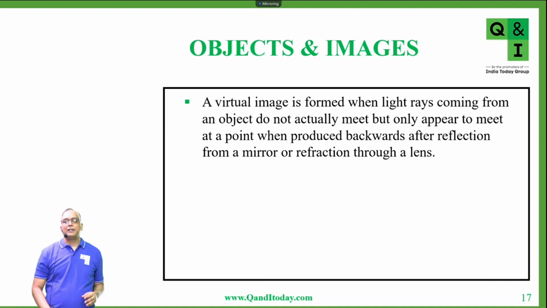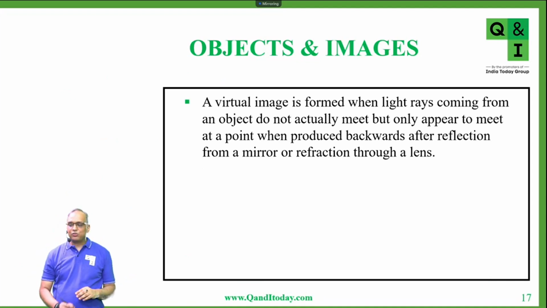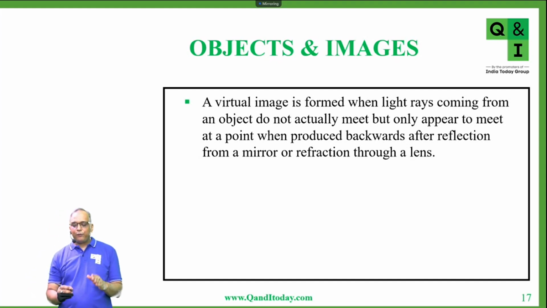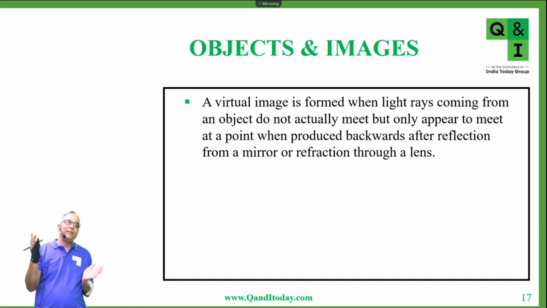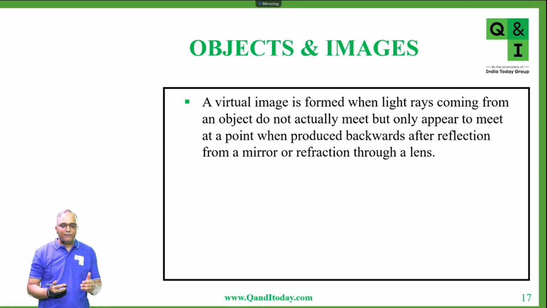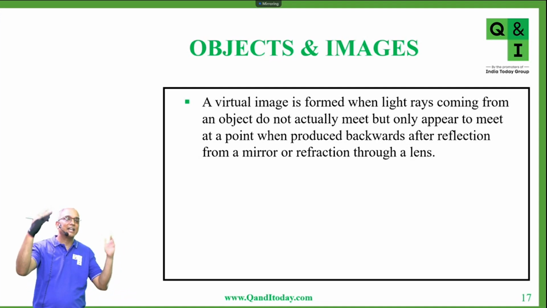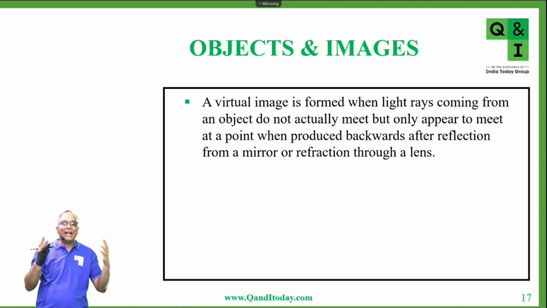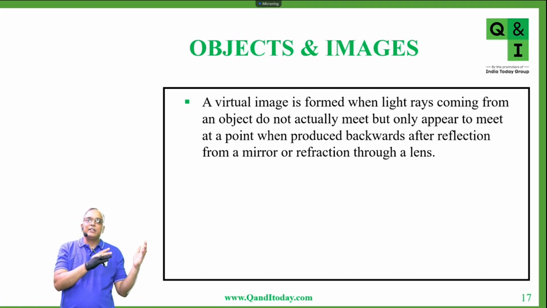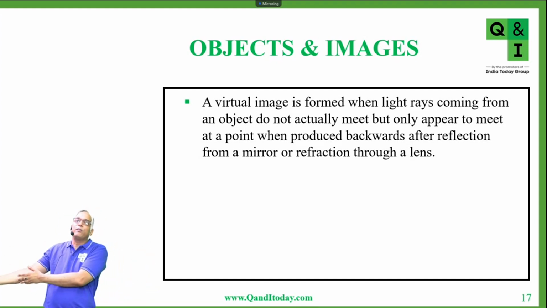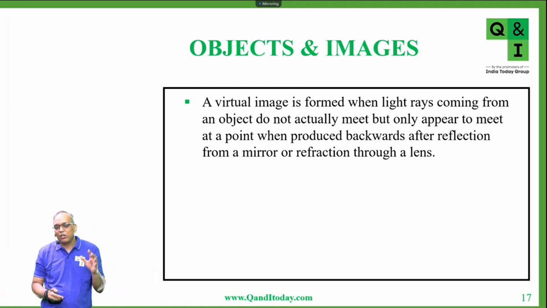Now let's understand virtual image. So what is a virtual image? A virtual image is formed when light rays coming from an object do not actually meet, but only appear to meet at a point. If light rays after reflection diverge, for example, we'll see the case right after this, they are not converging, they are diverging. When you see that image, it will appear to be forming somewhere, so such images are called virtual images.